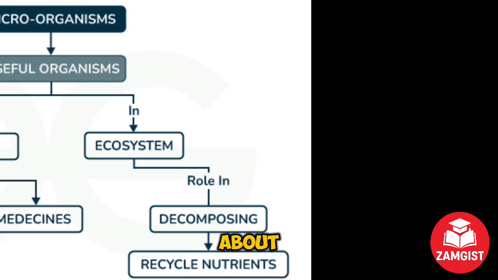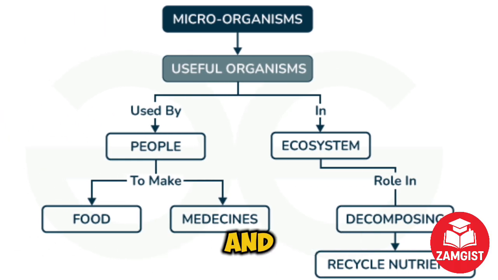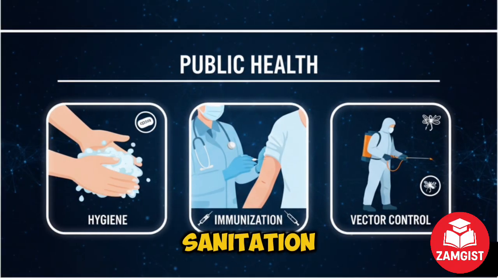You will also learn about microorganisms, their beneficial effects like fermentation, and their harmful effects like causing cholera, malaria, and measles. Public health topics include sanitation, immunization, and controlling disease vectors like mosquitoes and houseflies.